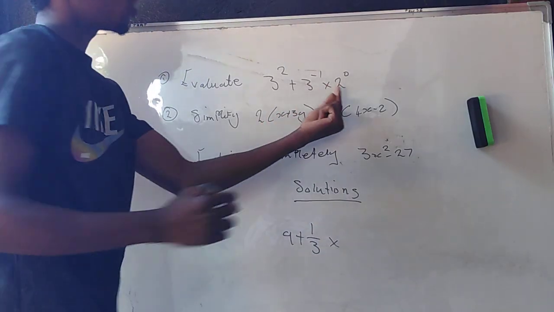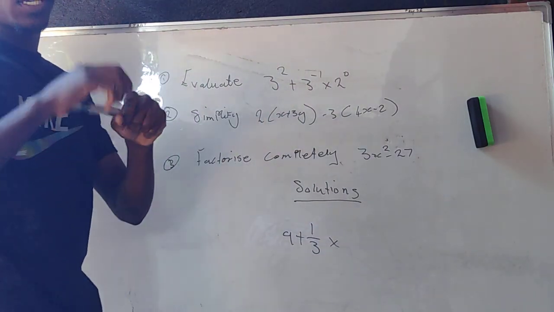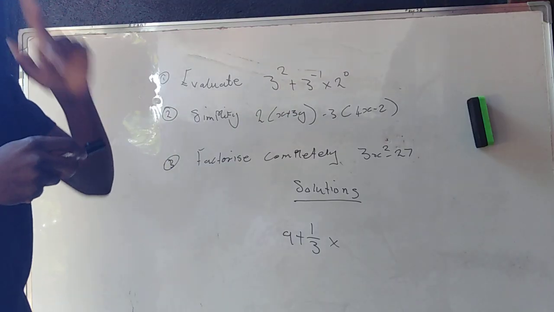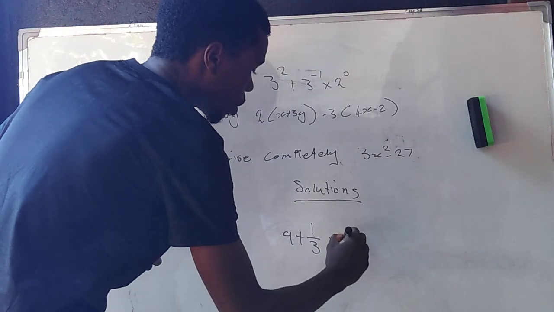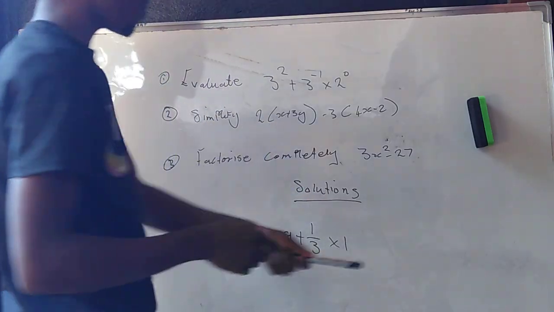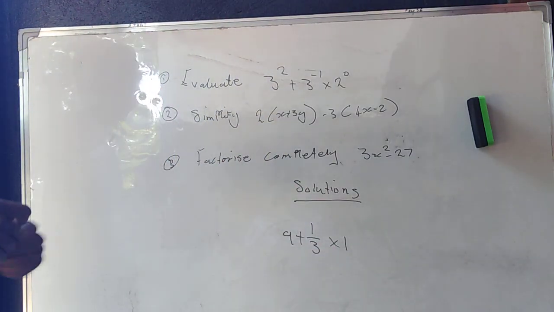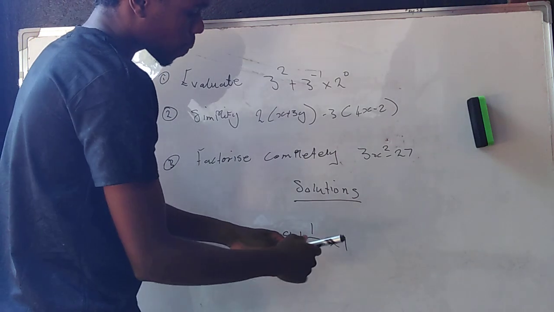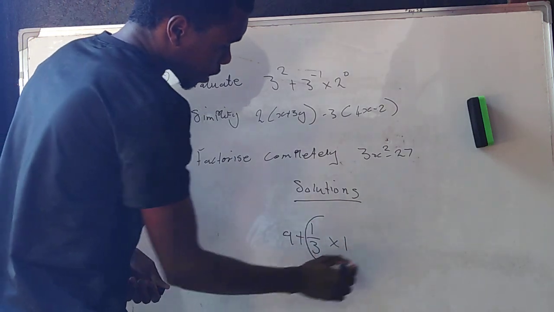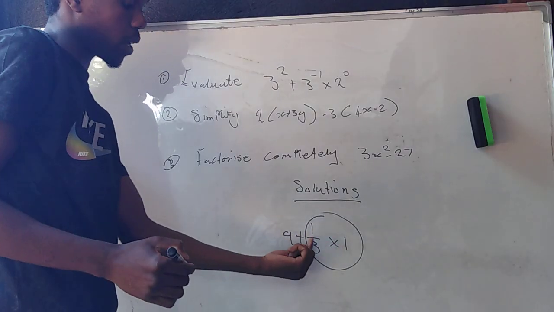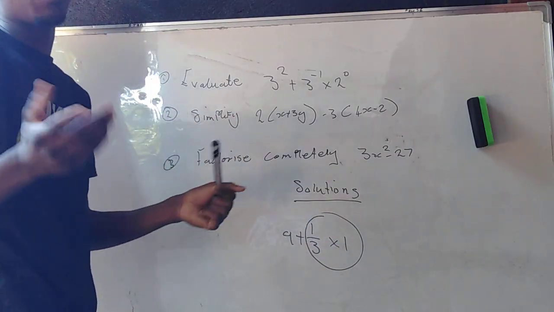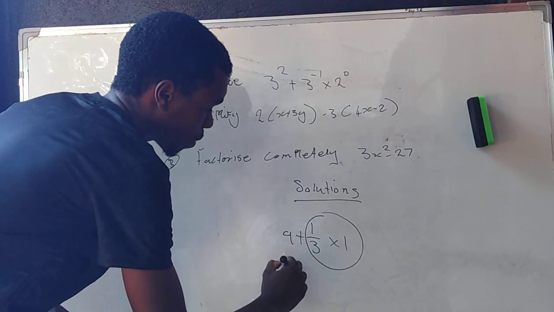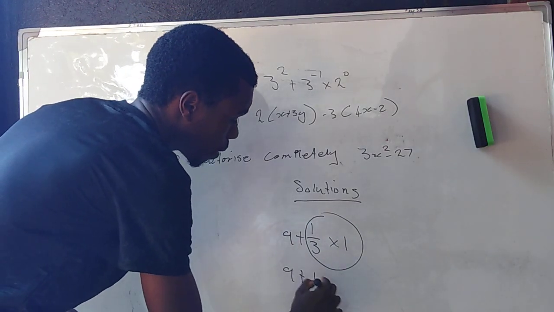Multiplied by 2 to the power 0. Laws of indices: any number raised to the power 0 is just the same as 1. So it's going to be a 1 here. Now I'm having this fraction there. If I multiply this part by a 1, I'm going to have this part. Any number multiplied by a 1 is that same number. So here I'm going to have 9 plus 1 over 3.